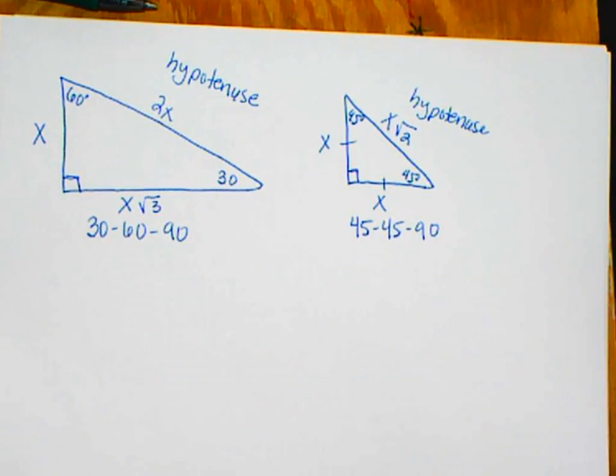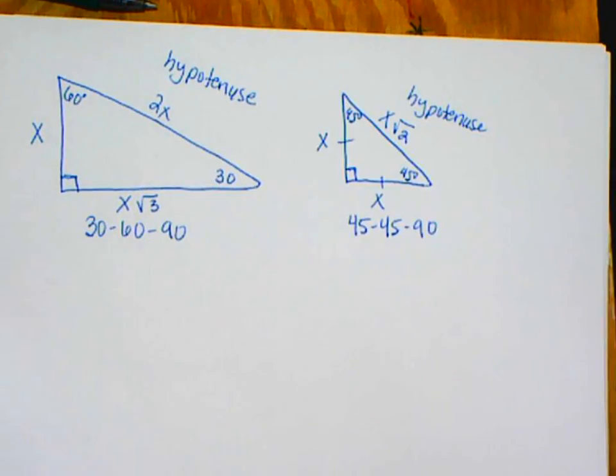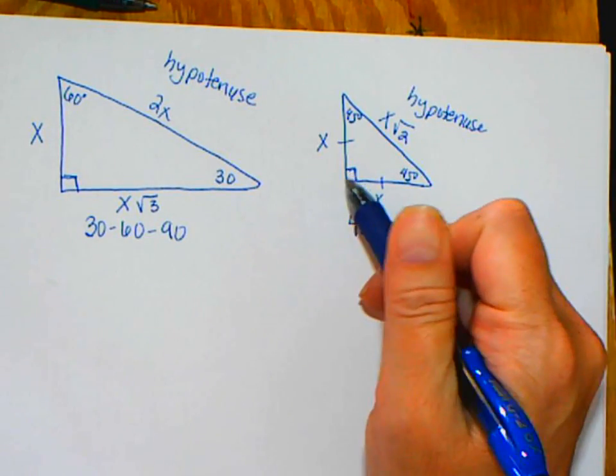Perpendicular, that's what I was trying to say. Two sides that form a right angle, or when two lines cross, they form a right angle, they're perpendicular.